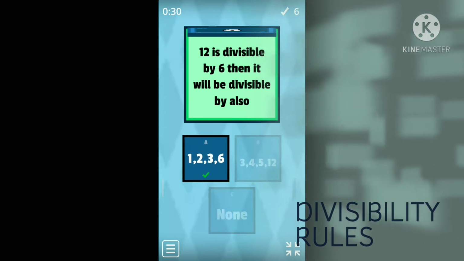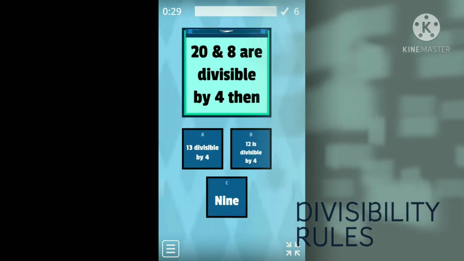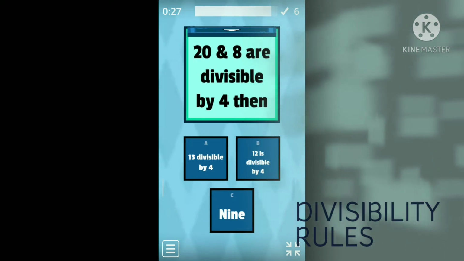Let us proceed to the next question. 20 and 8 are divisible by 4. Then according to the divisibility rule, we know that if any two numbers are divisible by a given number, then their addition will also be divisible by the given number, and their subtraction will also be divisible by the given number. So after subtracting, finding the difference of 20 and 8, we get 12. So 12 should also be divisible by 4.